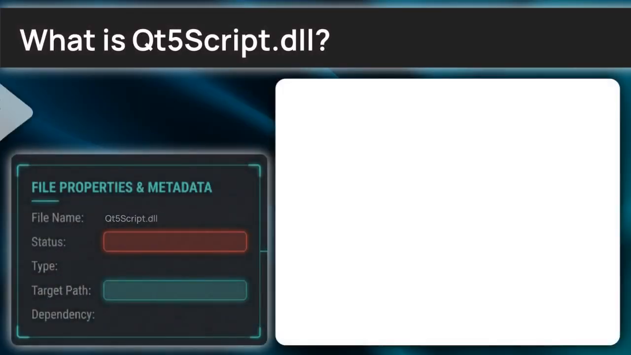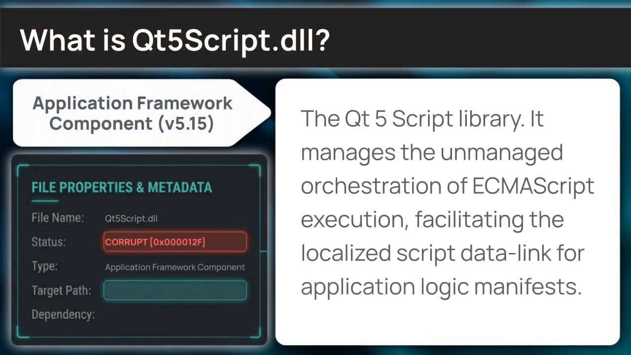This is the Qt5Script library. It manages the unmanaged orchestration of ECMAScript execution, facilitating the localized script data link for application logic manifests. Now that we've covered what the file does, let's jump into our first fix.